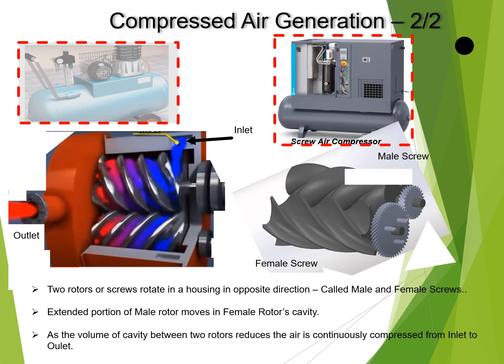as the volume of the cavity between these screws reduces. So blue color is shown for the air inlet and red color is the outlet. The compressed air is then forced through the outlet port. These screw air compressors are highly efficient and are preferred in industries where the required volume of compressed air is more. The screw compressors are relatively quiet and need lesser maintenance.